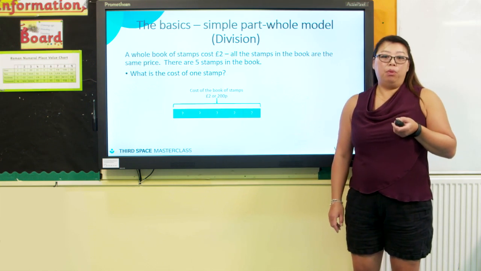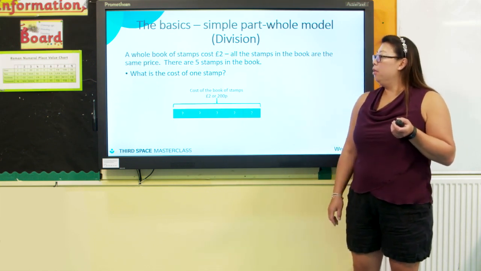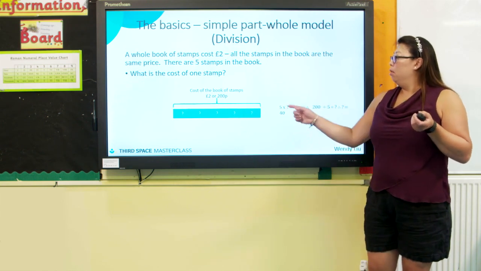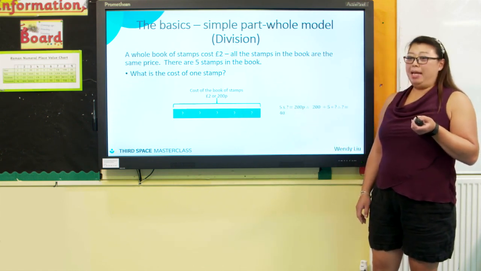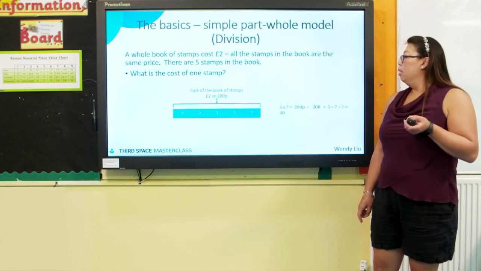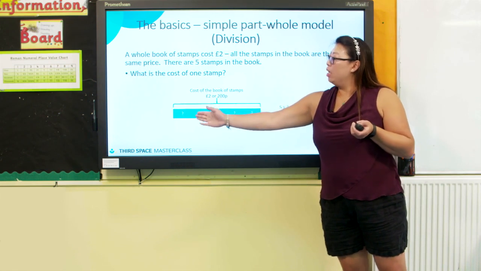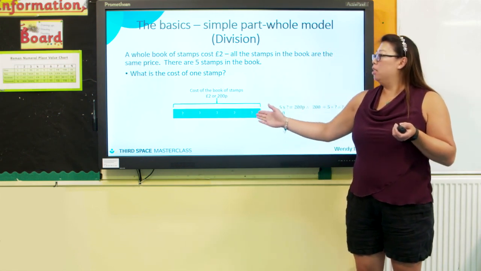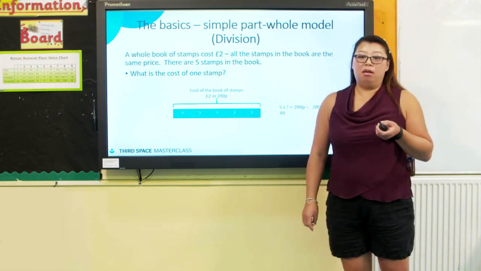We don't know what the cost of each stamp is. That's what we are trying to find out. So 5 times something is equal to 200 pence or £2. So we can then work out, well, what needs to go into each part to make 200 pence is the question that you need to ask your children.